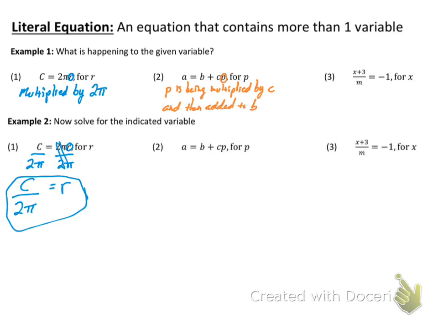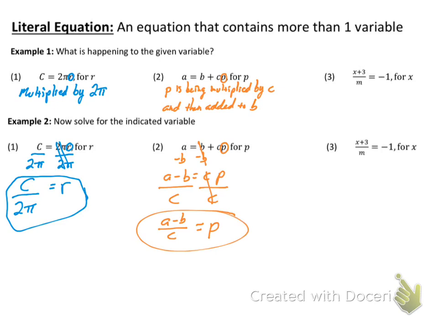to b. So if I actually wanted to solve for p, so I'm going to circle p because that's what I'm trying to solve for. If I wanted to solve for that, then I would use the same strategies that I have been with solving equations. So the first thing I would do is subtract b from both sides. So then I would get a minus b equals cp. And then I want to get the p by itself, and c is multiplying it. So to undo that, I divide both sides by c. So p equals a minus b divided by c.